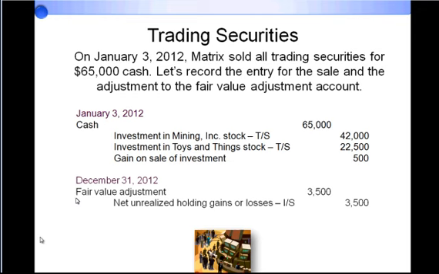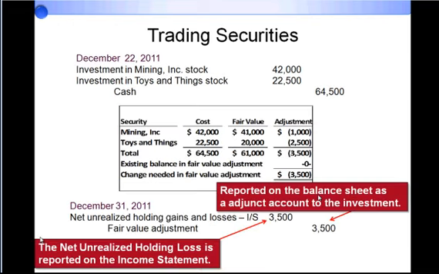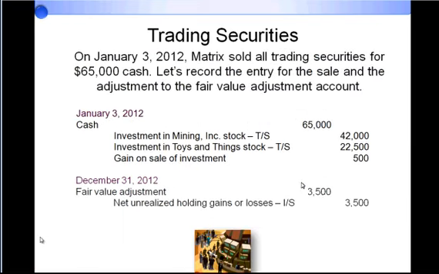So what's going to happen here is we're going to debit fair value adjustment for $3,500. Now let's go back a bit. Remember, that's the amount that we had originally. So we're not changing that amount. We're debiting fair value adjustment for $3,500, crediting the net unrealized holding gains or losses for $3,500.